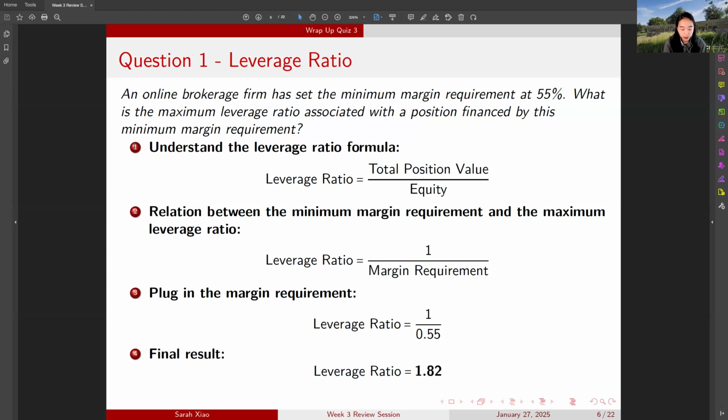So firstly, we need to be very clear about what a leverage ratio is. It is simply equal to the total position value divided by equity. And we can use the following formula to find the relation between the minimum margin requirement and the maximum leverage ratio. The maximum leverage ratio is just equal to 1 over the minimum margin requirement. So plugging in 55%, we get the final result: 1 over 0.55 equals 1.82.